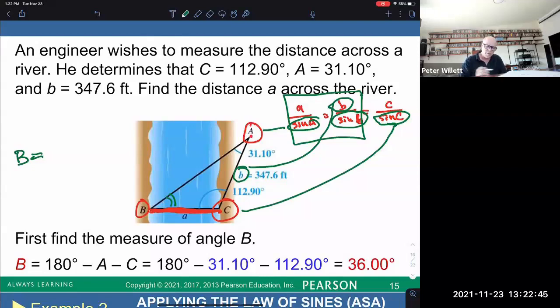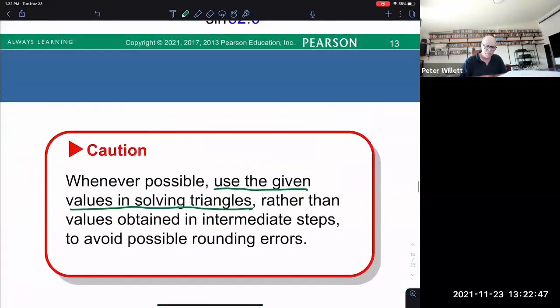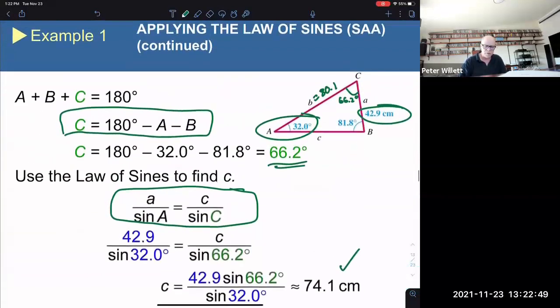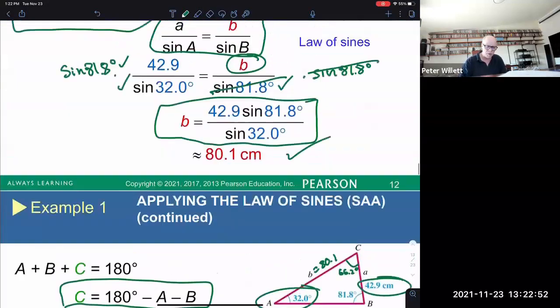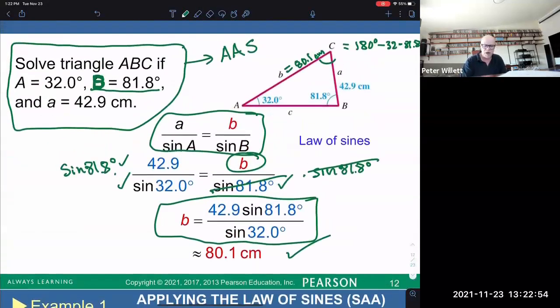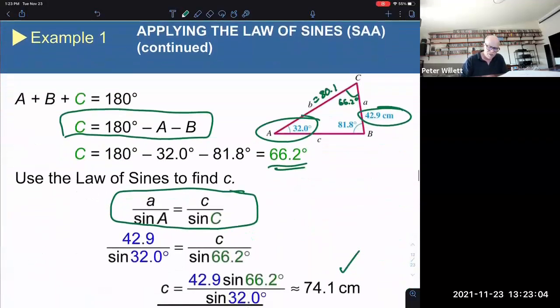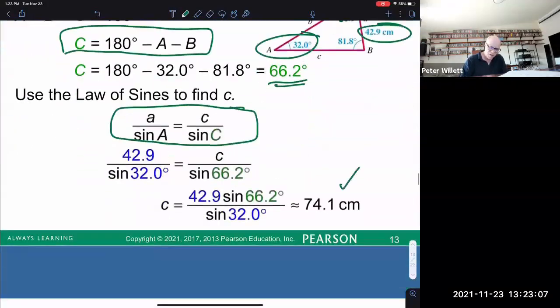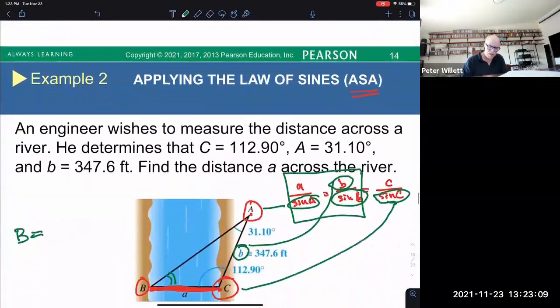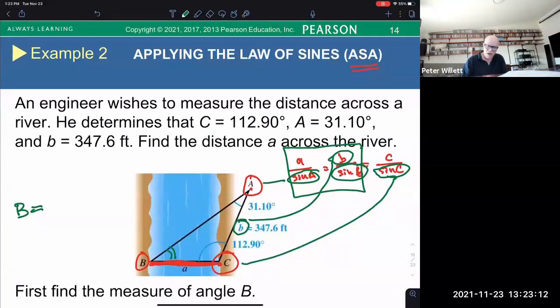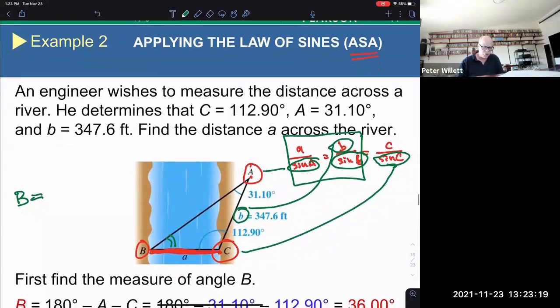Then I can make a pair of these fractions in an equation, and I know 3 of the 4 parts. Unlike the problem we just did, where we were immediately given 3 of the 4 parts for the law of sines, angle A, side A, and angle B, when you have angle, side, angle, as we did in this case, you first have to get that 3rd angle before you can use the law of sines to solve for missing parts. So that's what they're going to do here.